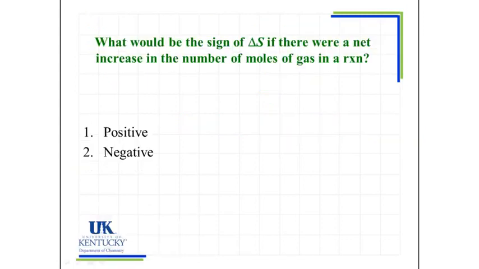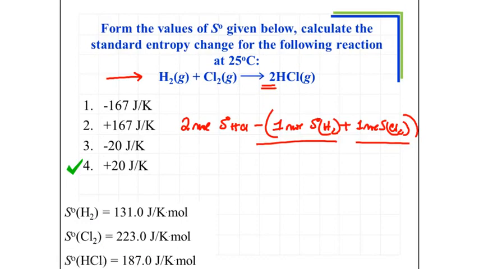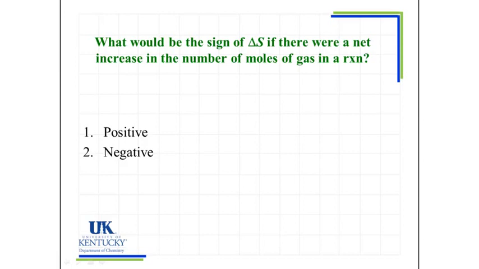Now, in that previous problem, and we'll look back at it here, we had 2 moles of gas on the left, and we have 2 moles of gas on the right. But what would happen if we had a reaction in which the number of moles of gas is increasing from reactants to products? So maybe we start with 1 mole of gas on the left, and we have 3 moles of gas on the right. That would lead to an increase in the number of moles of gas. What would you expect to be the sign of delta S in that case?